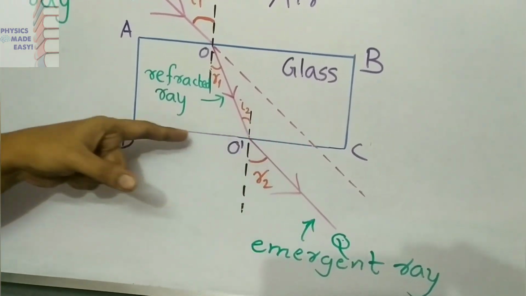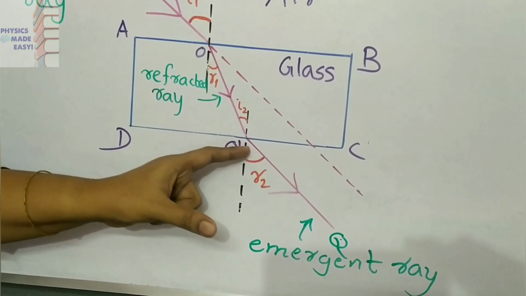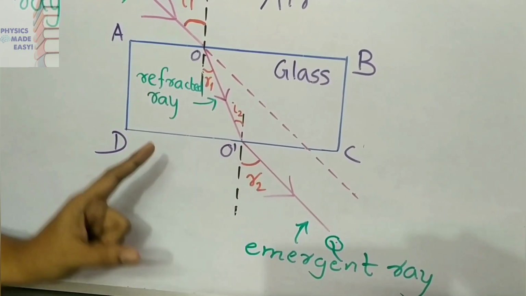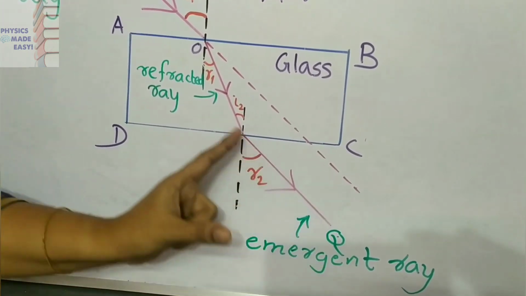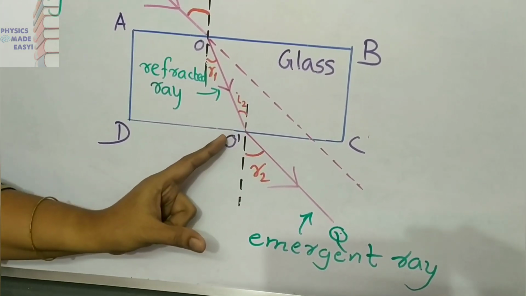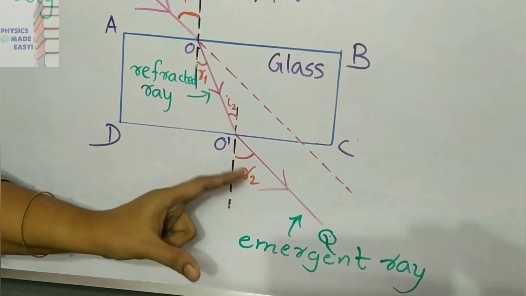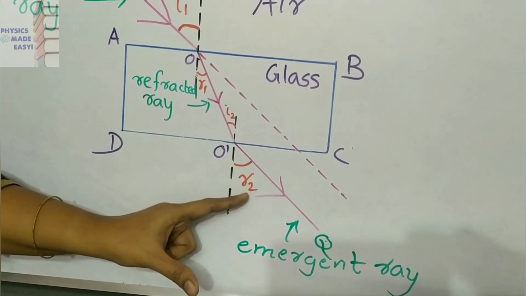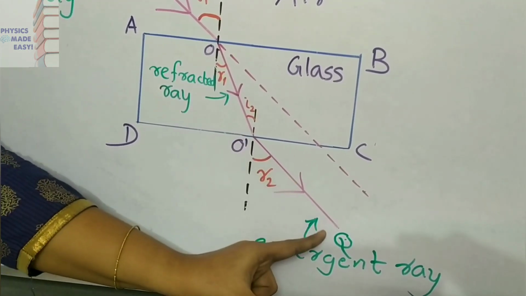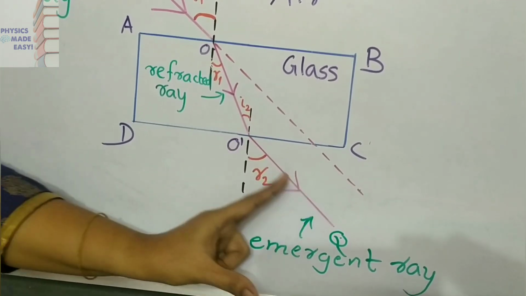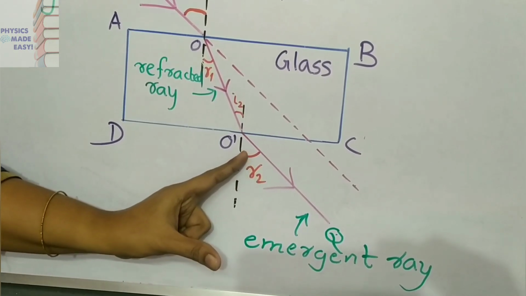So if you are considering, this is the angle of incidence at this interface and here this is the angle of refraction. Here we are calling this O dash Q the emergent ray and this is the normal at the point of incidence O dash. So this angle you can see now is R2. R2 is the angle between this normal and O dash Q, the emergent ray. We can call this angle the angle of emergence.